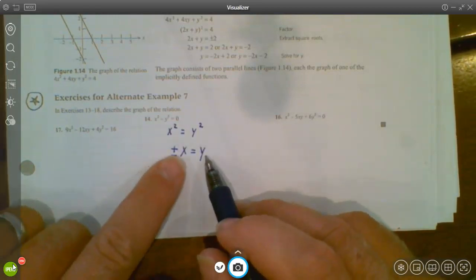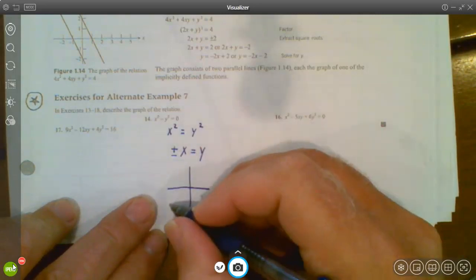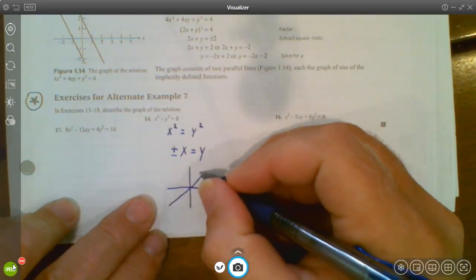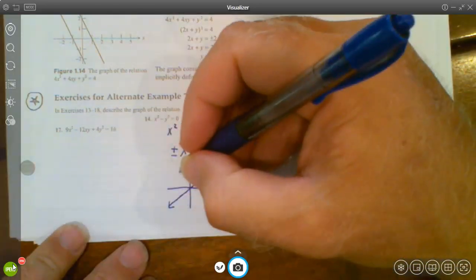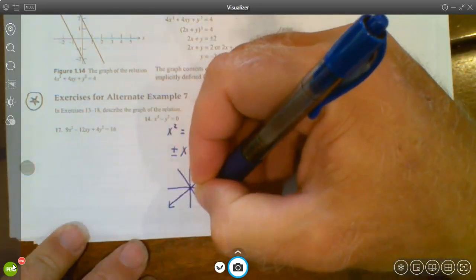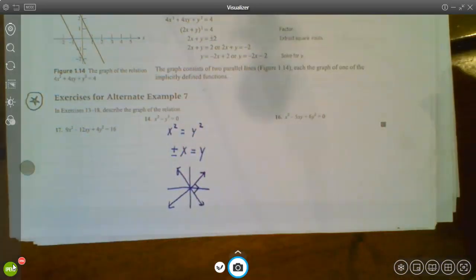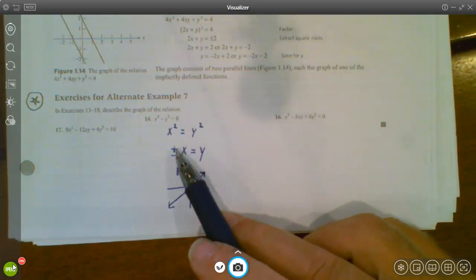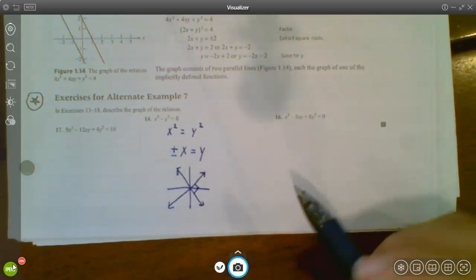So now if I were to graph those, what would that look like? If I just said graph y equals x, we know it would do something like this. It would go up 1 over 1. If we graphed y equals negative x, it would go down 1 over 1. So really we're just looking at two perpendicular lines here, one with a slope of positive 1, the other with a slope of negative 1. Let's jump over to this one.